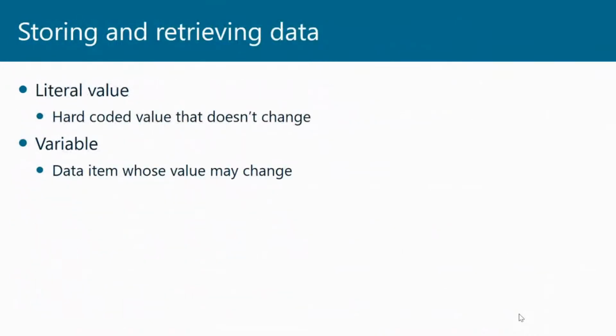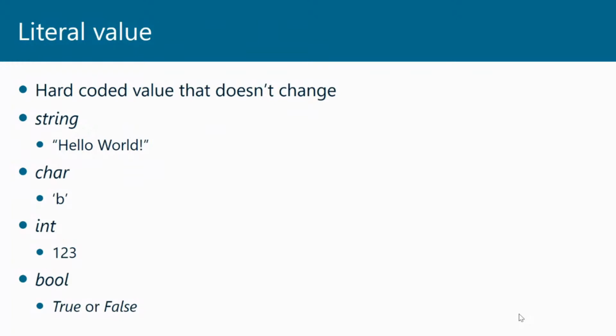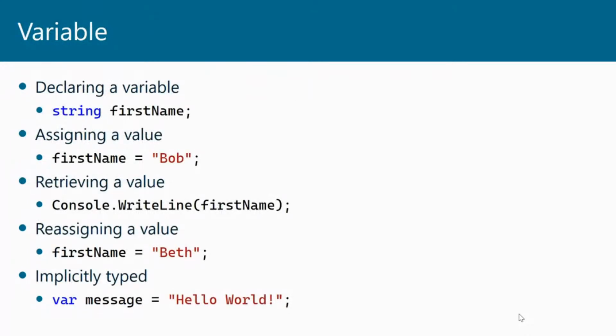So what I did, basically, I wanted these slides to be a summary of what we talked about. So here it is. We talked about storing and retrieving data, literal values and variables. We talked about both of those. We talked about these sets of types: string, character, integer, Boolean. We covered all of those, along with decimal as well. I showed you about variables: declaring a variable, assigning to a variable, retrieving a value, reassigning, and also implicit typing.